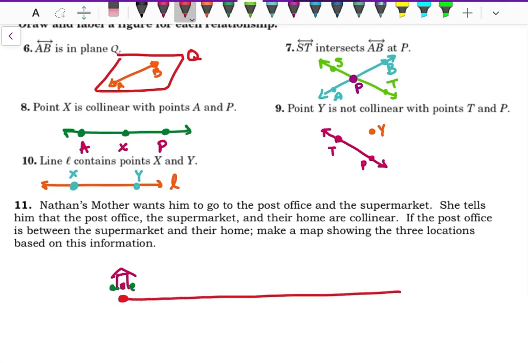It's a straight line. We know that the post office is in between the supermarket and their home. So the post office is somewhere here, and the supermarket's somewhere here. So here we've got the post office, and here we've got the supermarket, the shopping cart. And yeah, that's our map. So home, post office, supermarket, and they're collinear. They're all on the same line.